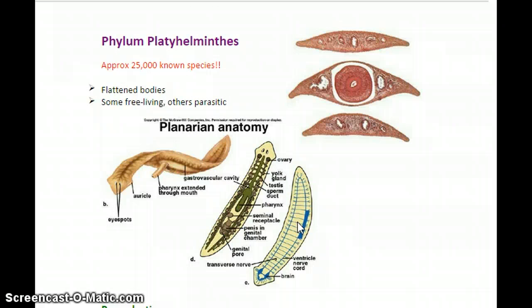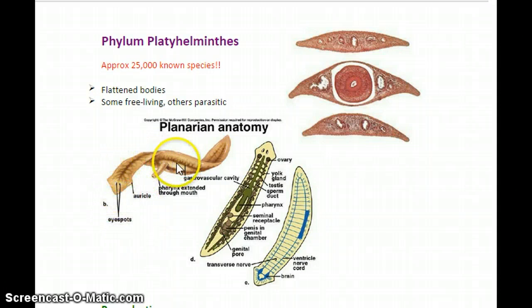The phylum we're going to look at the most is Platyhelminthes. It's a big category, about 25,000 known species. Platyhelminthes are not just marine. We find freshwater species, and we find some species that are not entirely aquatic at all. They have flattened bodies. Some of them are free-living, others can be parasites, so we'll look at those as well.